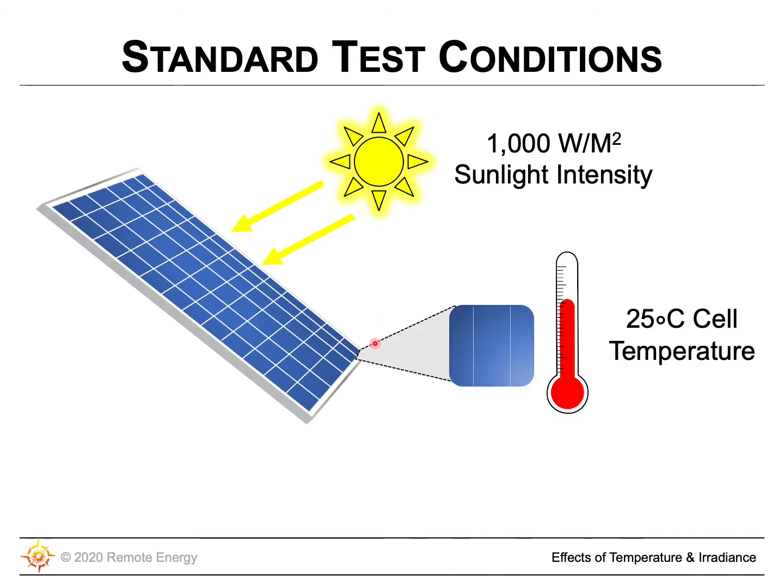And so they're trying to create a nice sunny day in order to see how this module will work. The second condition that they create is they have to fix the temperature. And when they're fixing the temperature, they're not talking about the ambient temperature in the room. They're talking about the cell temperature. So if you're touching the cell, how hot is that solar cell? They're fixing that at 25 degrees C cell temperature.